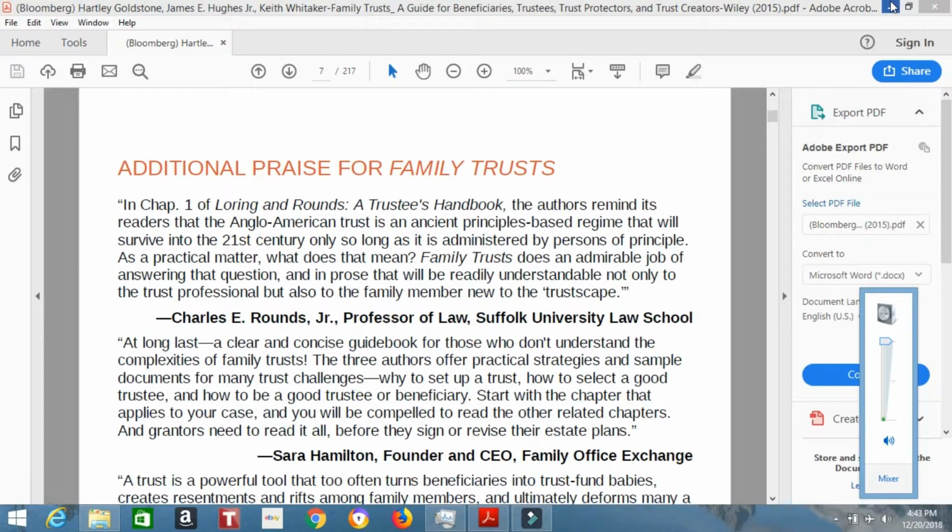A trust is a powerful tool that too often turns beneficiaries into trust fund babies, creates resentments and rifts among family members, and ultimately deforms many a family's legacy. Family Trusts helps wealthy families and their advisors avoid those outcomes by building what they call a comprehensive model for a humane trustscape. No grantor should plan their estate, no beneficiary should accept their next check, and no advisor should meet with their next client without first reading this book.